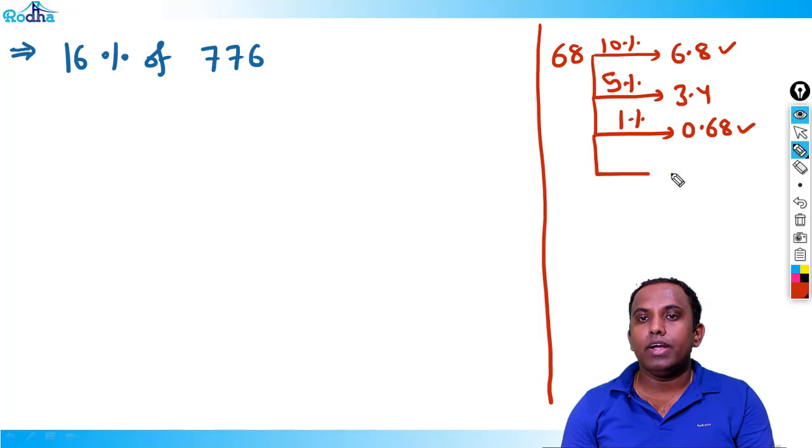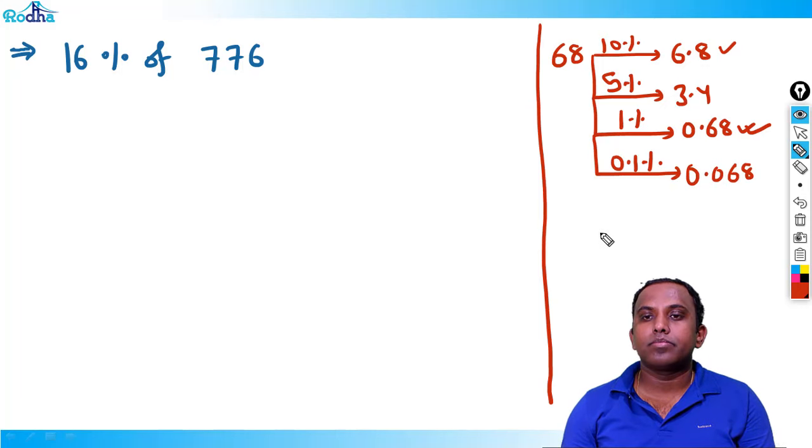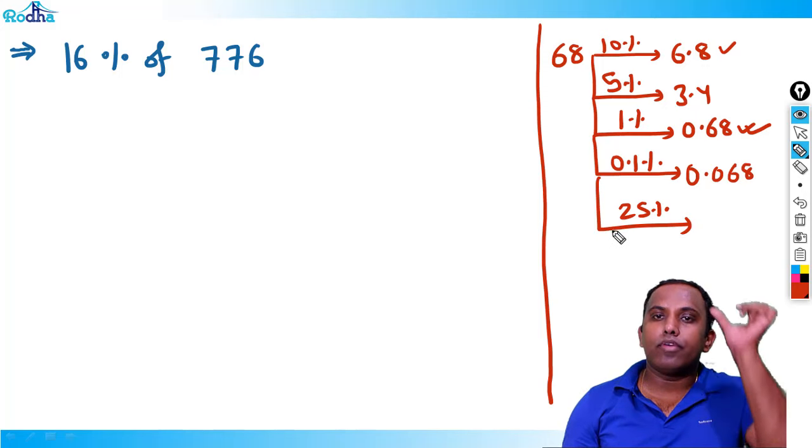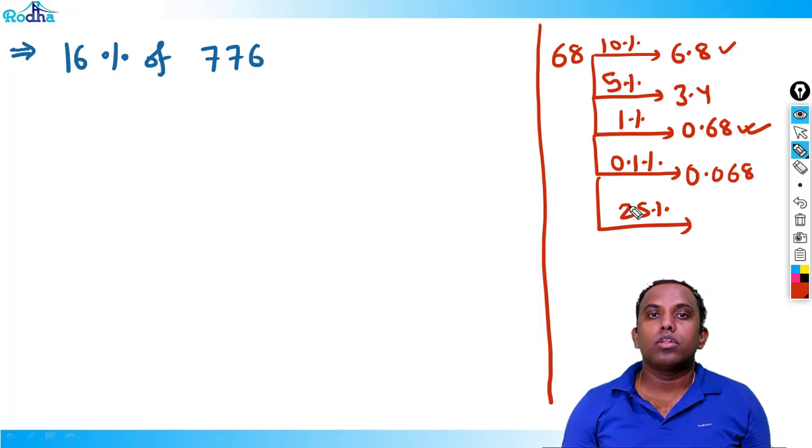Now for 0.1%, we go one more decimal back. 1% is 0.68, so 0.1% is 0.068. Just small things. Now what is 25% of it? It is 1/4. What is 1/4? Half and again half. Half of 68 is 34, and half of 34 is 17.